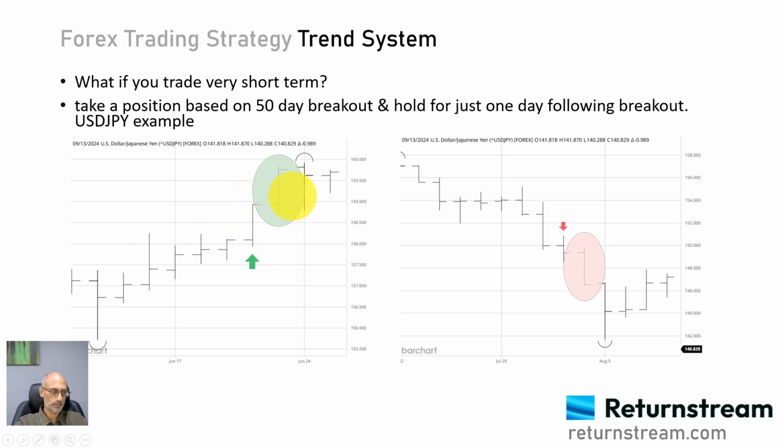So what do you do then? You take a long position. And here's an example of the day after the 50-day upward breakout. It's a profitable day. And here is an example of one trade after a 50-day breakout on the downside. So this close here was the lowest close of the 50 days. And so you take a short position here and you have a profitable down day.